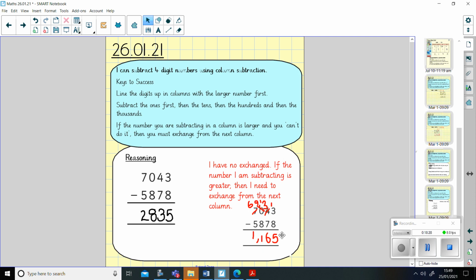I've worked out the correct answer here as well. There were a number of exchanges in this question, and that's shown there on the board. Well done if you got that right. I must look at my keys to success better.